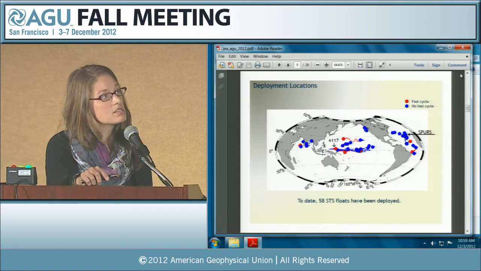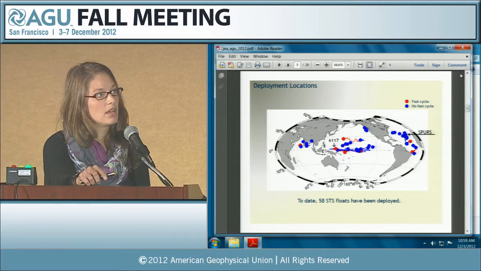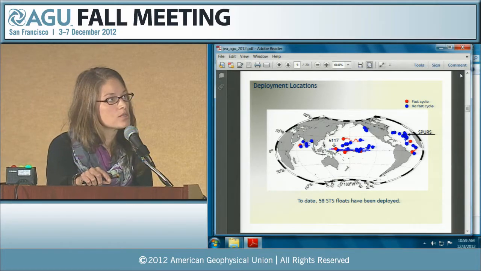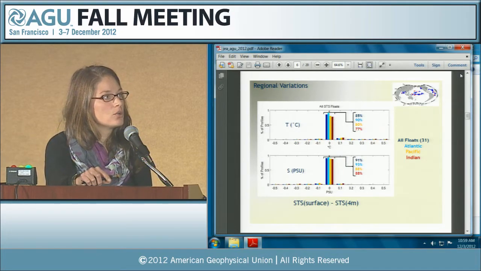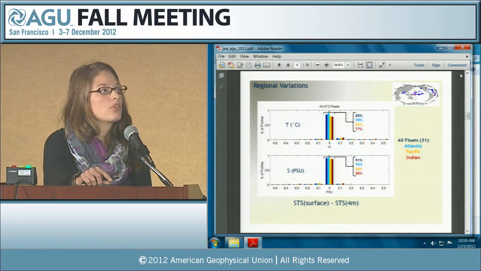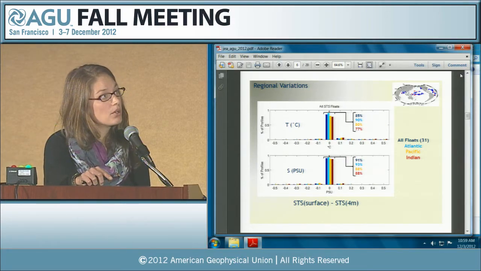I'm going to spend the majority of my time talking about float 6117 and then show some initial results from the SPURS floats. Before I do that, I wanted to show differences for the 31 floats deployed prior to SPURS.